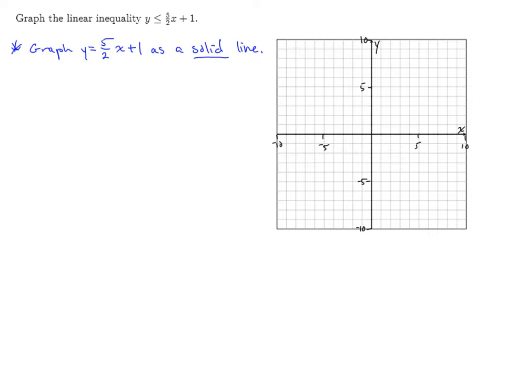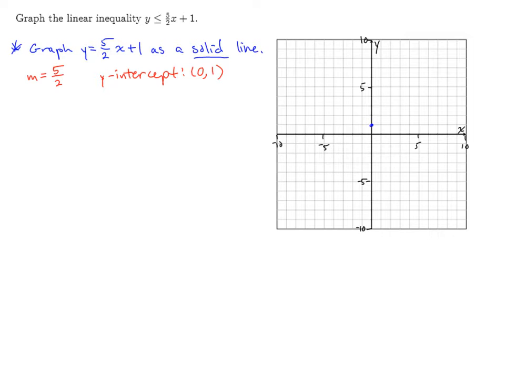To graph y equals 5/2 x plus 1, this is in slope-intercept form, and so I can see from that equation that the slope, which I'll write as m, is 5/2, and the y-intercept is going to be the point 0, 1. So coming to my graph, I'll plot 0, 1, and then I'll use that slope of 5/2 to determine more points on this line. Remembering that slope is rise over run, I'll go up 5 units, right 2 units.